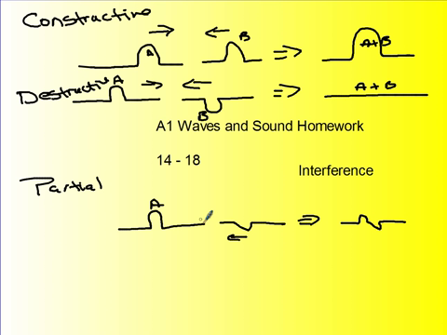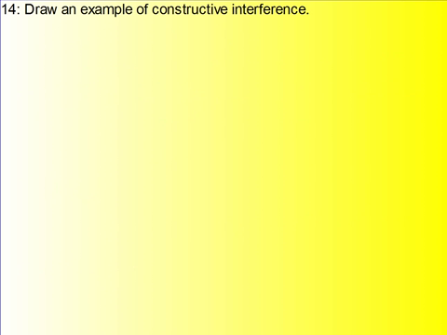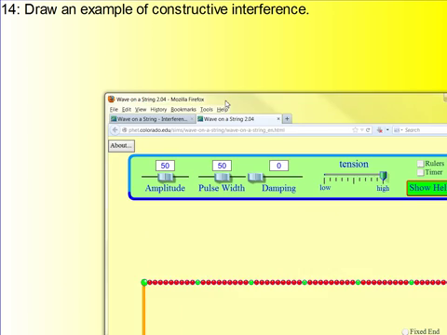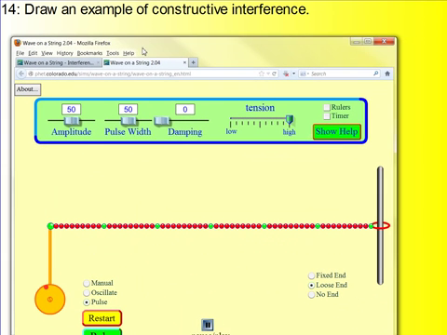All right, so we're going to use the Colorado PhET, a wonderful program. Those are PhET, Colorado, to do some demos for this homework. Now draw an example of constructive interference. Let's see if we can show constructive interference.